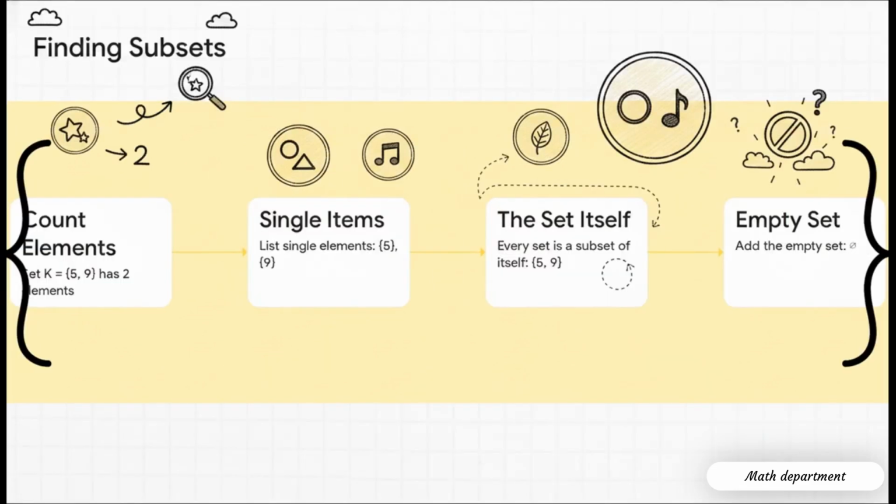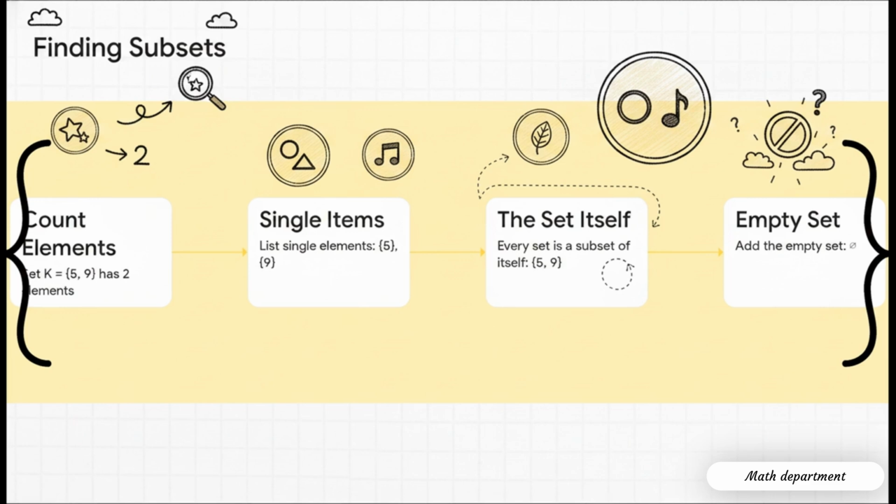Let's actually see this in action. Let's write out all the subsets for set K, which contains the numbers 5 and 9. First off, how many elements are there? 2. So 2 to the power of 2 means we should find exactly 4 subsets. Let's write them all out.